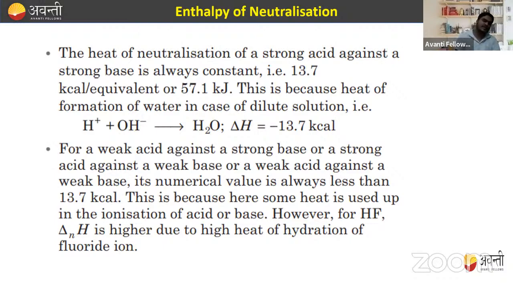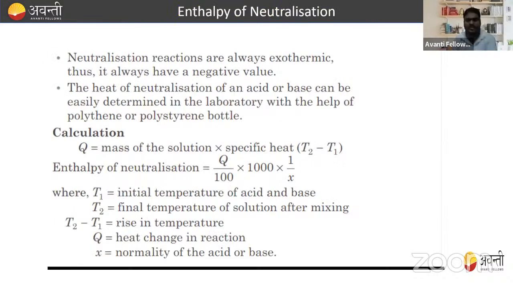Now, for a weak acid against a strong base, or a strong acid against a weak base, or a weak acid against a weak base, its numerical value is always less than 13.7 kilocalorie. This is because here some heat is used up in the ionization of the acid or base. However, for HF, delta H is higher due to the high heat of hydration of fluoride ion. So this is an important fact about the enthalpy of neutralization that we must keep in mind.